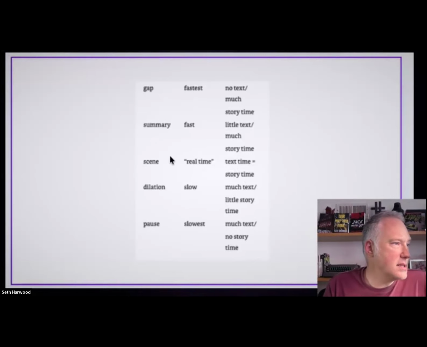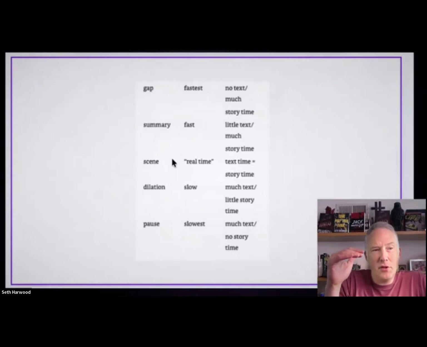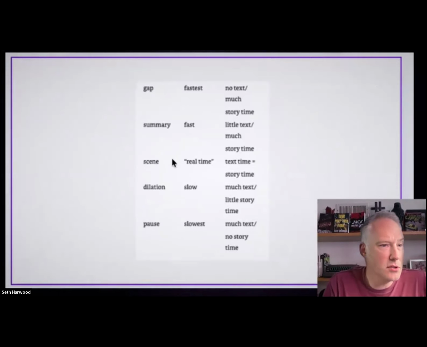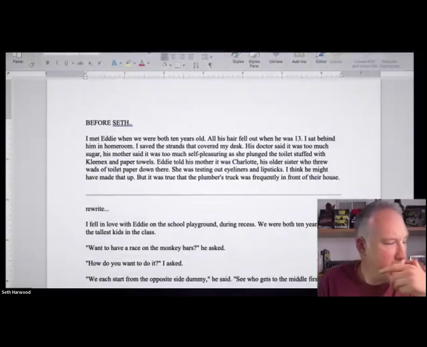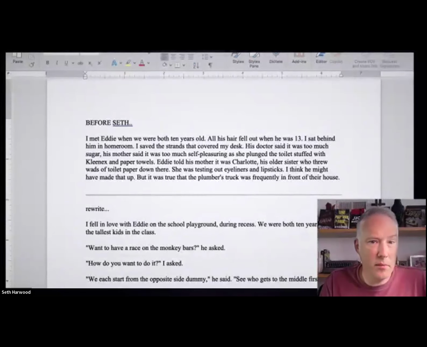Flashbacks can happen in scene or summary, but the thing with flashbacks is that you have to know when you're making a transition to one of those things. So let's look at an example. Here is some writing that I got from one of my clients, someone I worked with who took my class. I'm going to see if I can make this a little bit bigger.